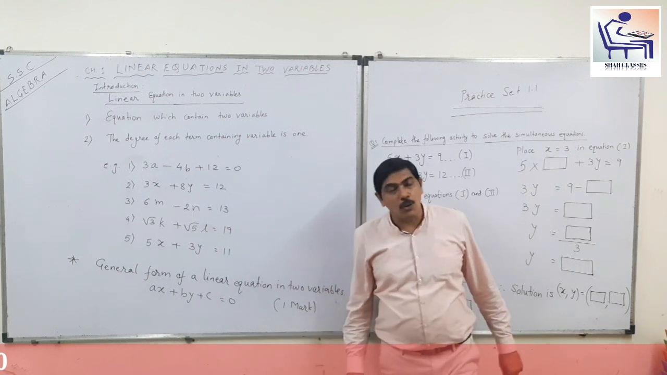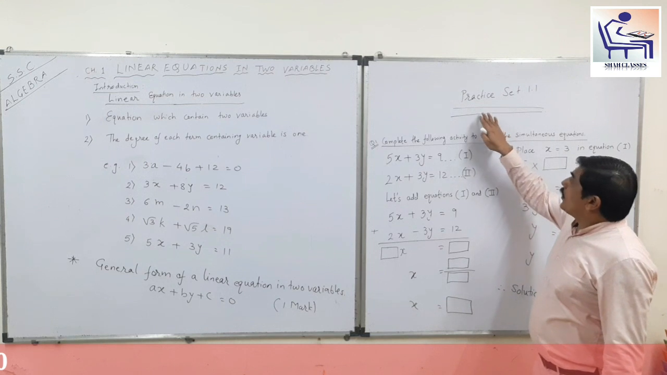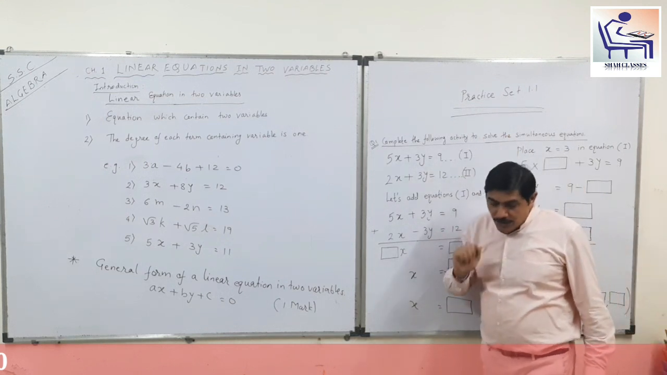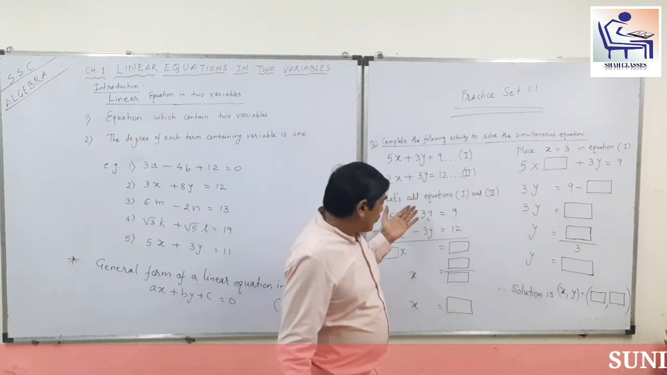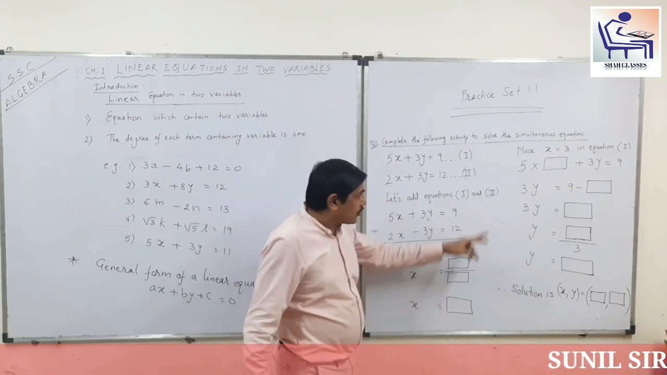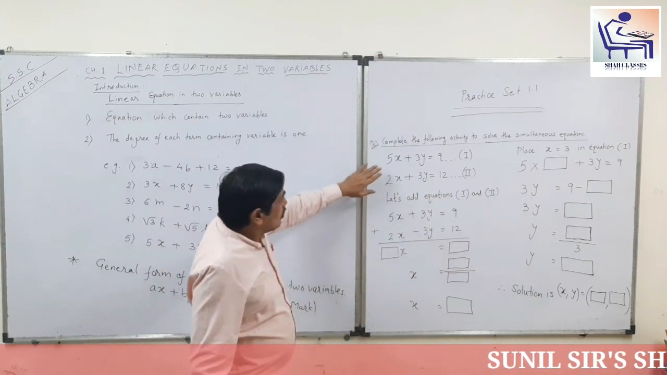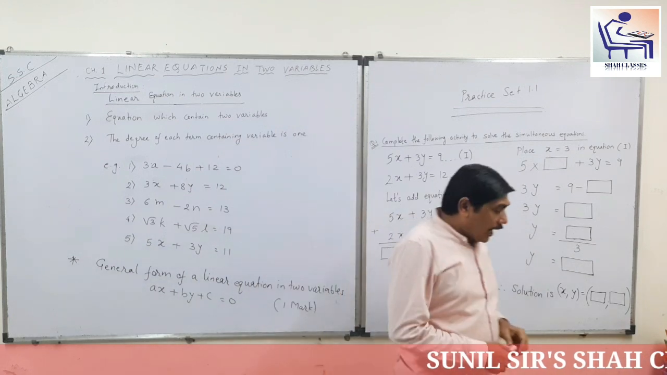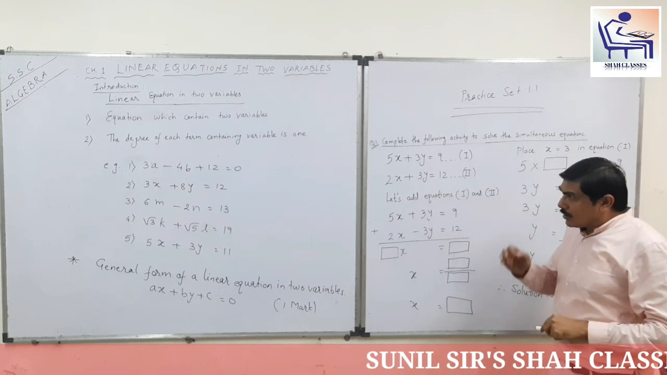Now we will go for practice set 1.1. Here, the first sum, if you have noticed, is an activity. As per the new syllabus in our S.S.C, we have an activity based question in which you have to fill up all the boxes. We have made it ready here. 5x plus 3y is equal to 9 is your first equation, and 2x plus 3y is equal to 12 is your second equation. Now let's check it out.